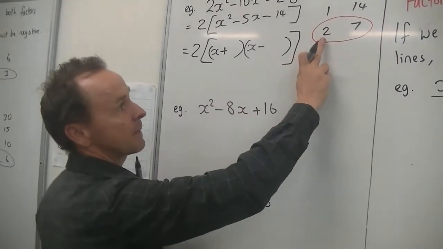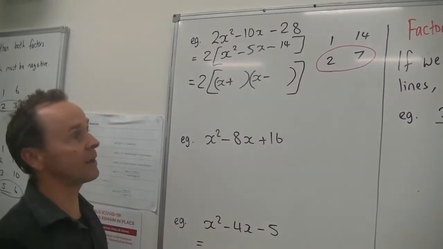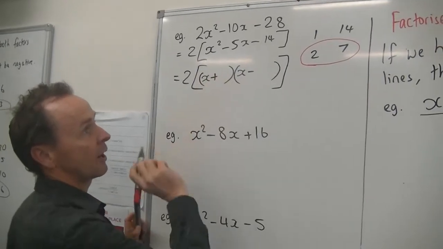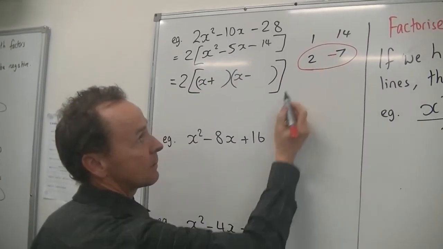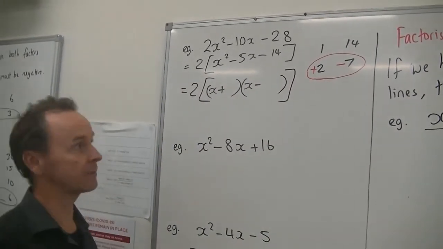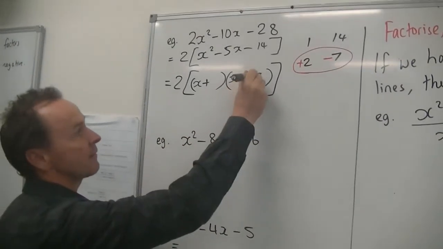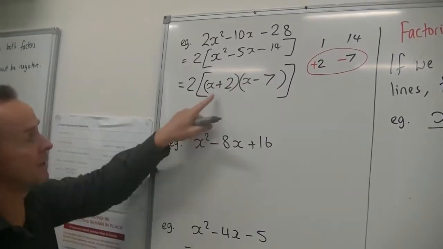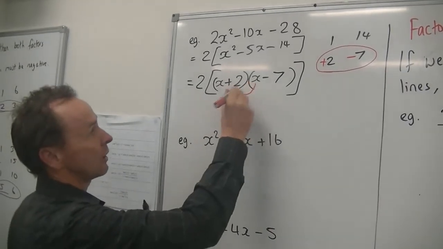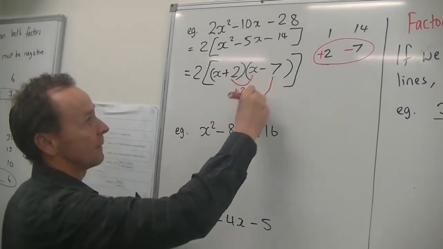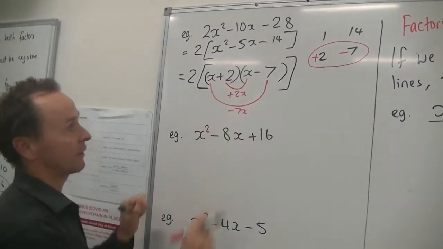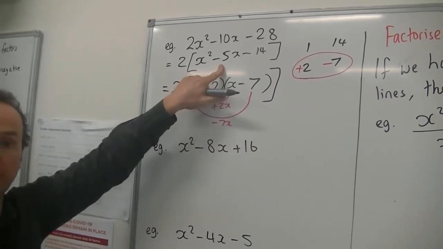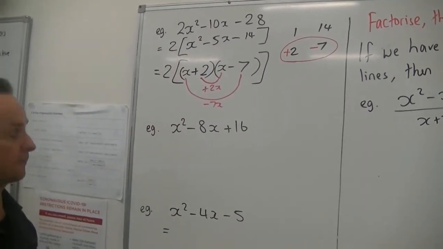So one of these has to be a plus and one has to be a minus, and we want the middle term to be minus 5x. So I'm going to make the 7 a minus and the 2 a plus. If I fill that in there, the 7's a minus and the 2's a plus. Then when I work out my middle term, here I've got plus 2x and here I've got minus 7x, which gives me the minus 5x. So you know you're correct with that.